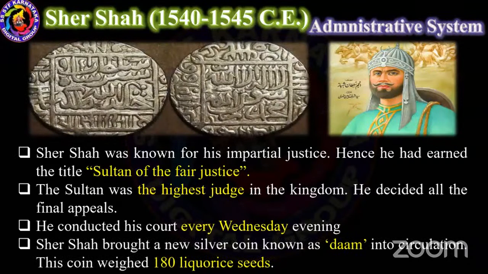Sher Shah introduced a new silver coin known as the dam into circulation. He implemented new silver coins to carry on trade and business in his empire, and they were called dam. Each coin was about 180 grains, a measurement unit. For example, each silver coin was 180 grams.